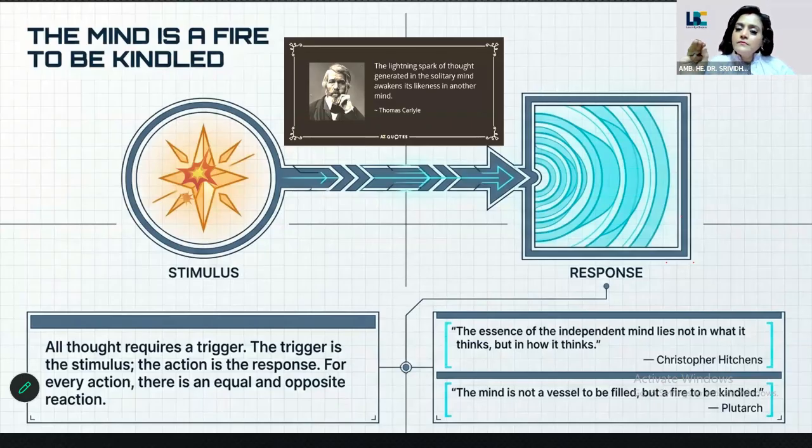For every action, there is always an equal and opposite reaction. Agree? So the essence of independent mind lies not in what they think, but how they think. Say, for example, if I show you a picture and ask for your responses, what do you think about this picture? What does it register in your mind? You will have many things from your perspective that you will be registering. So the essence of independent mind lies not in what they think, but how they think, where the mind is not a vessel to be filled, but a fire to be kindled.